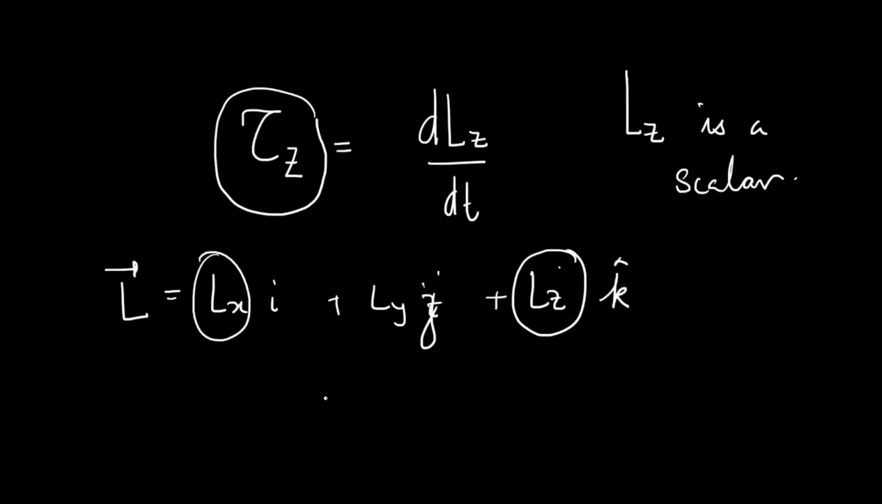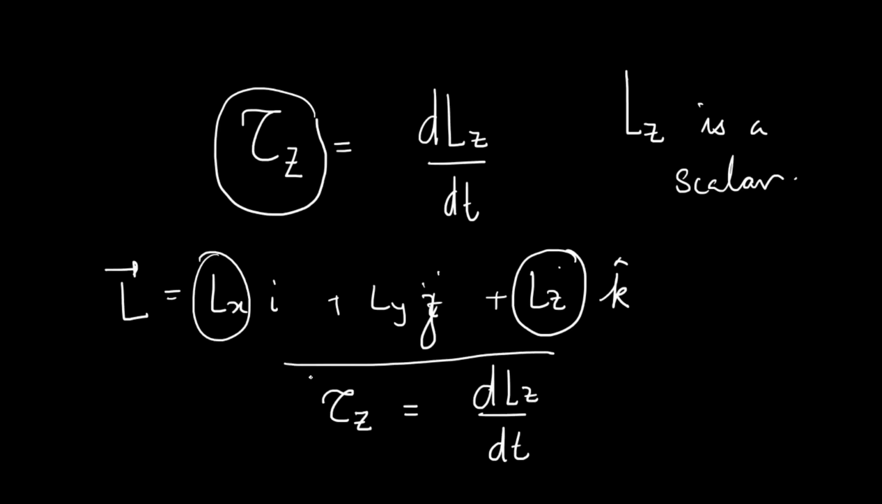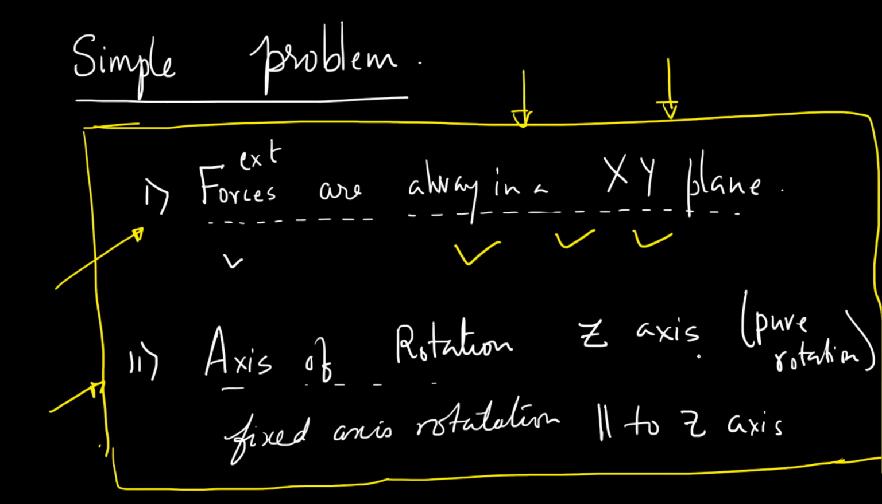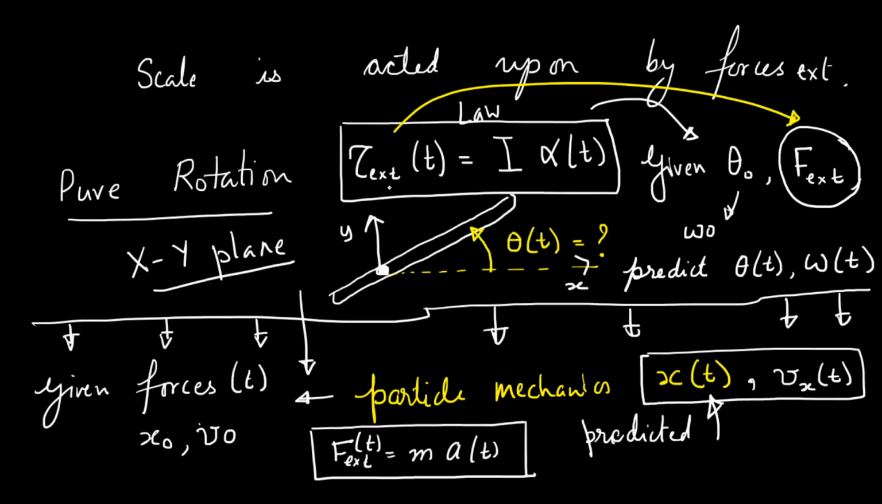So the law has suddenly become much simpler because we are doing a simpler problem. The law for us in this chapter is tau z equals dLz by dt. Now I think you must have understood why I left out the arrows on tau and Lz. These are scalars. Long ago I made a comment asking whether I was making a mistake by not drawing arrows on tau and alpha. Alpha is actually a vector, but for all practical purposes, in our problem, it's a scalar.